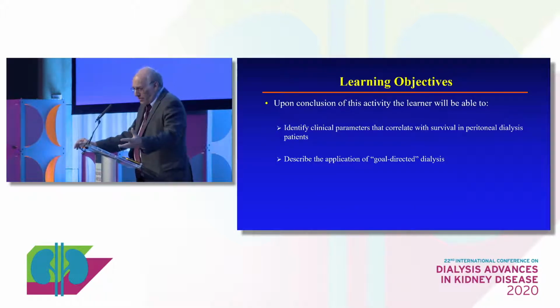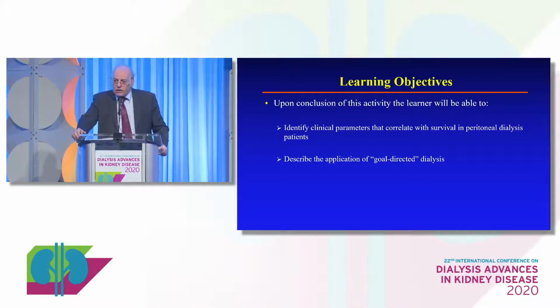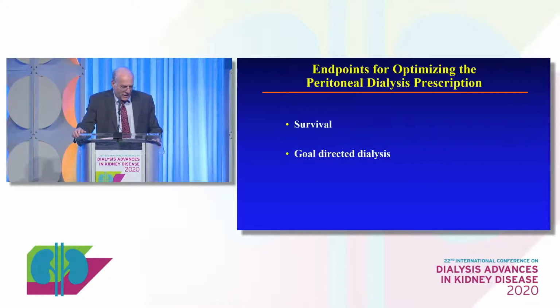So learning objectives: upon conclusion, hopefully we'll be able to identify clinical parameters that correlate with survival in PD patients, recognize that it's so much more, and perhaps even to the exclusion of small solute clearance, and describe the application of goal-directed dialysis. So we'll talk about two things, survival and goal-directed dialysis. I'll come back to elaborate on the meaning of that in a few minutes. But I think it's important to recognize that these, while our two goals, are not necessarily in every circumstance congruent.